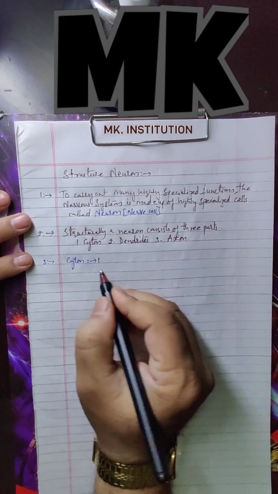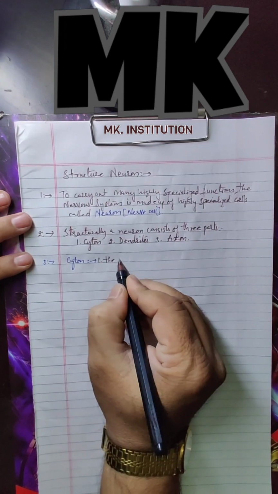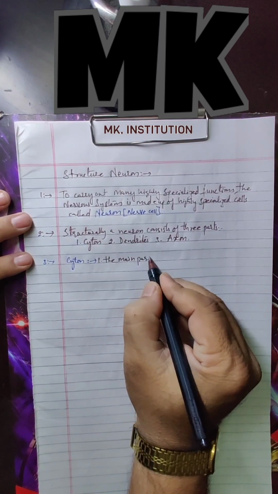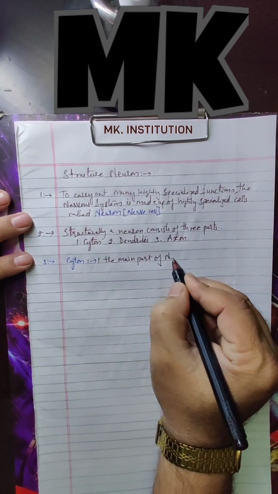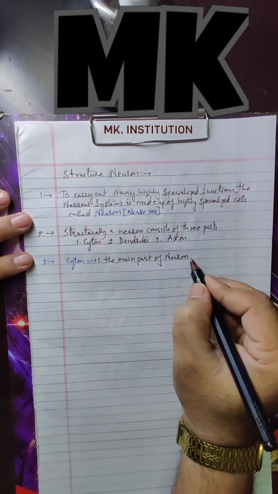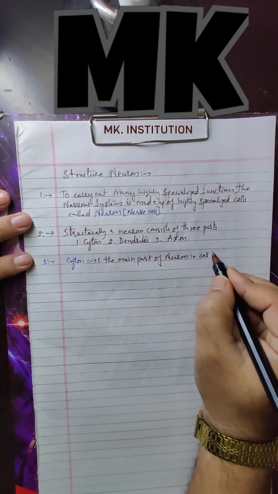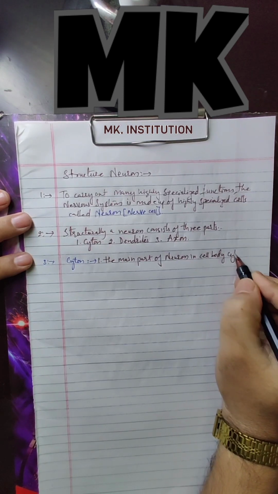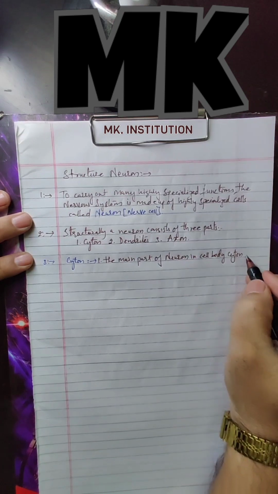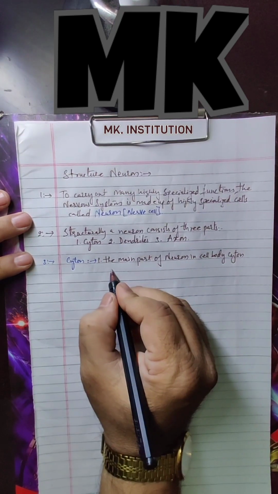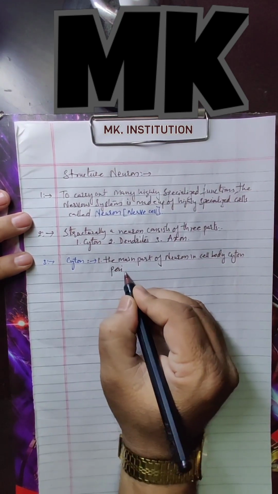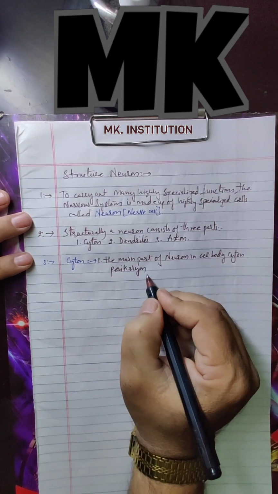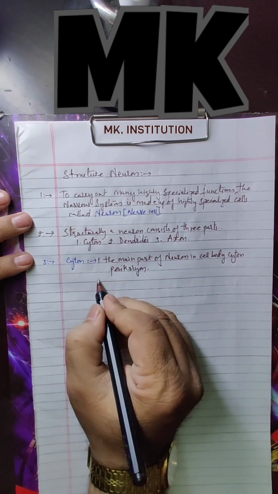In cyton, the first point should be the main part of neuron. The cell body is cyton. Or this cyton is also called as perikaryon. Okay, this is the first point.